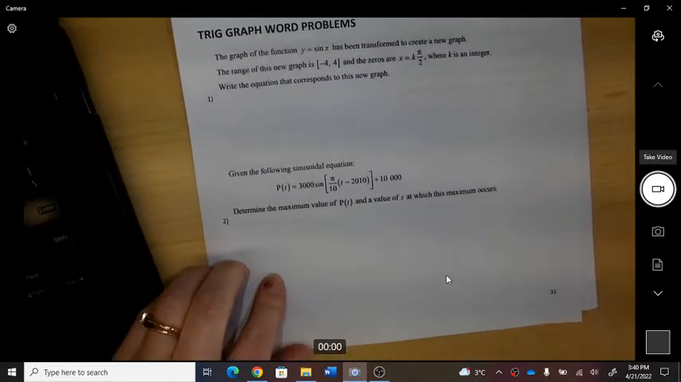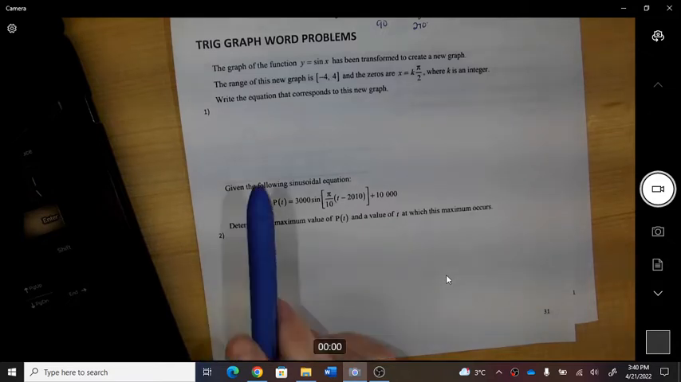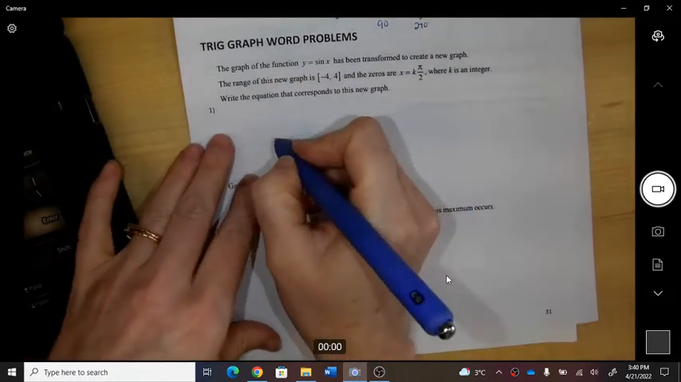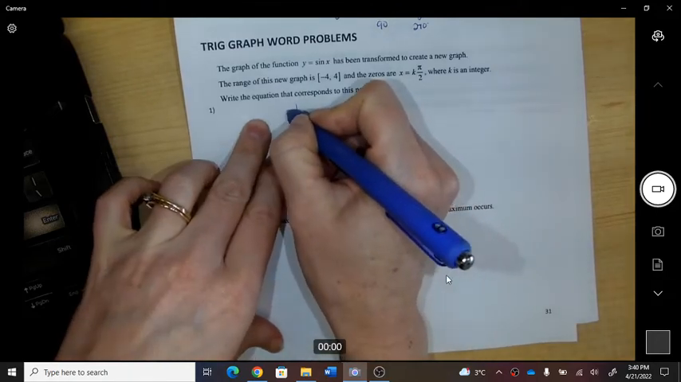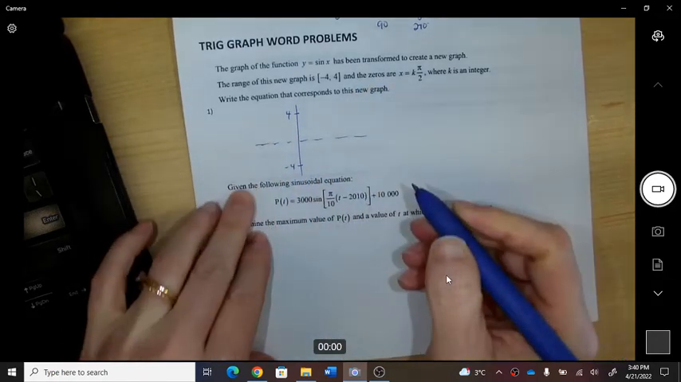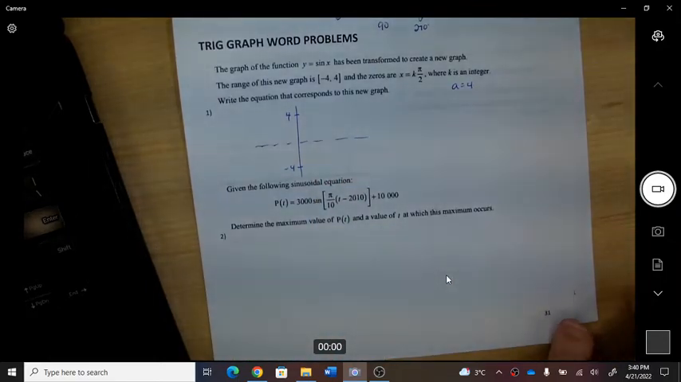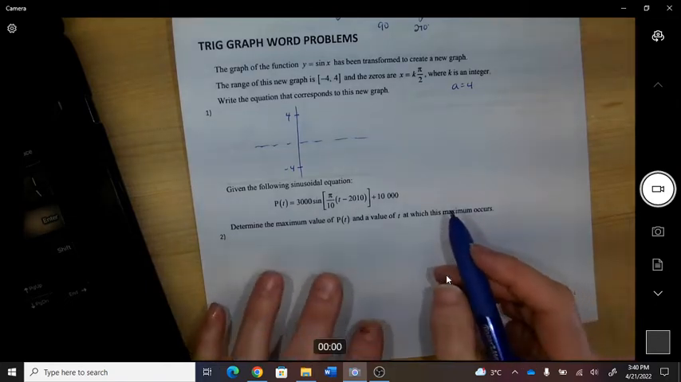Okay, trig graph word problems. The graph of a function with the sine curve has been transformed and there's a new graph. So its new range is that. I know that the midline is right at 0, the top, the bottom. So I know that my A will be 4 because the vertical stretch is 4, the new amplitude is 4. And the zeros are every pi over 2. So I need to make an equation that corresponds to this.